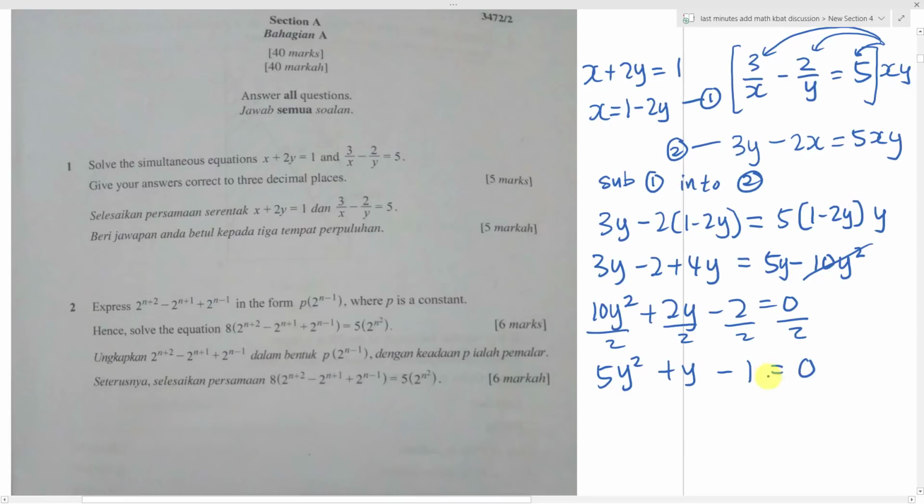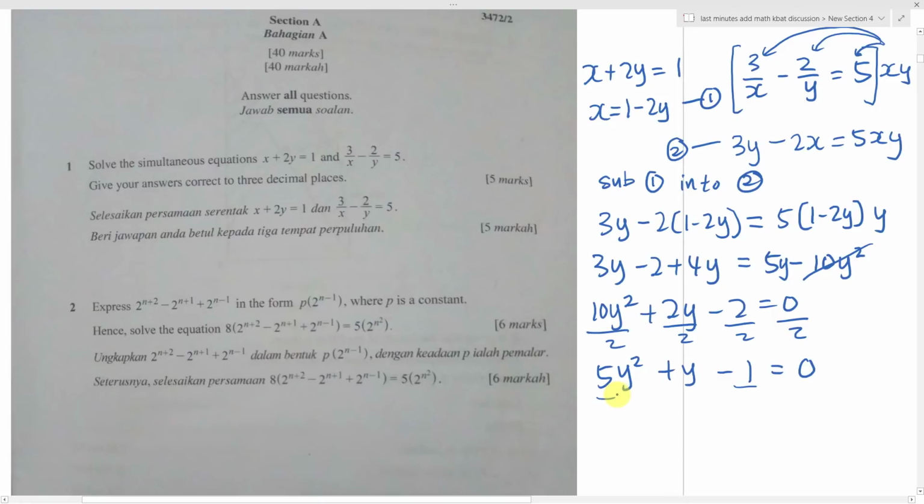Then over here, I will try to factorize this, but 5 and 1 are both prime numbers. So I guess this one will give me a decimal answer. So I need to use the calculator to solve this kind of question. I believe I will get a decimal for it.